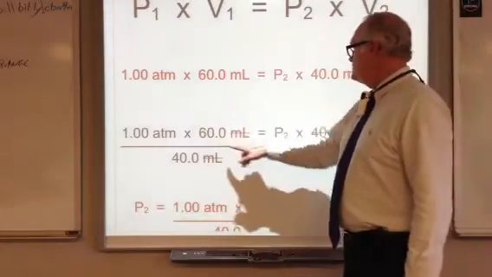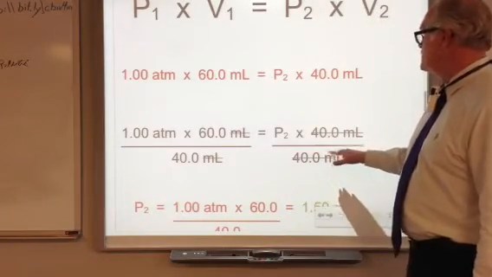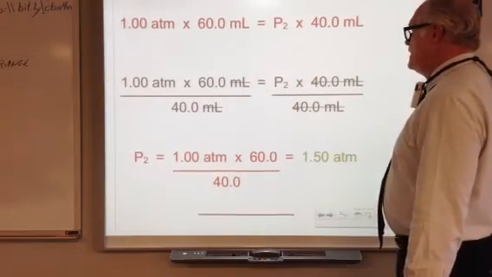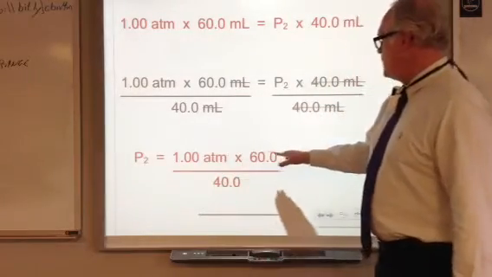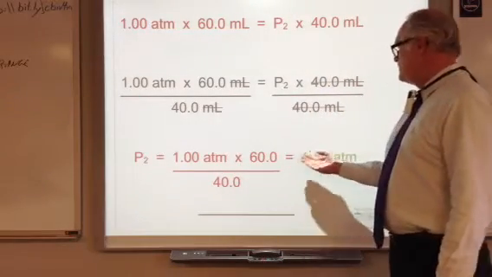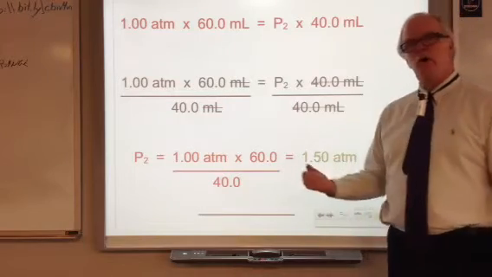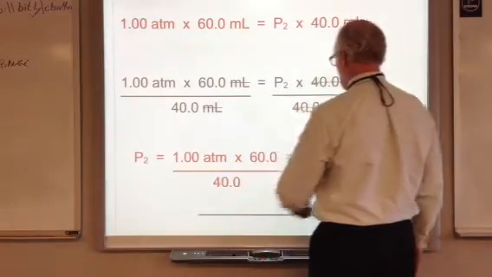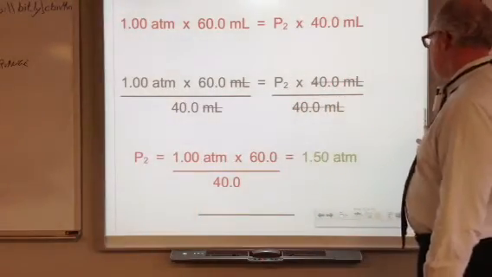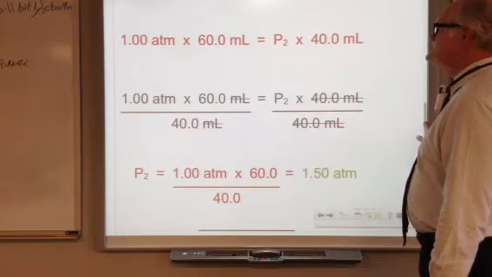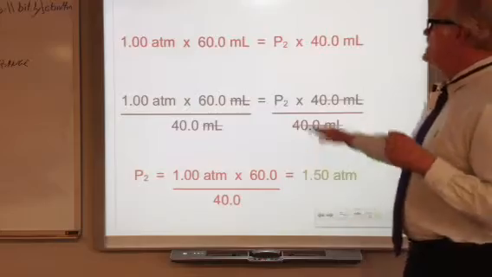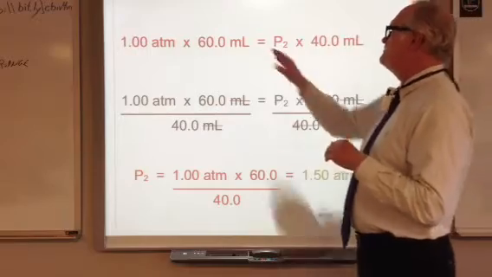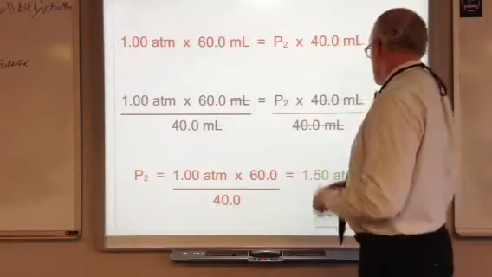If we divide both sides of the equation by 40 milliliters, we can isolate the unknown P2 on one side of the equation. We end up with this expression, P2 equals 1 atmosphere times 60 divided by 40. When we do the math, we find out that P2 is 1.50 atmospheres. So the pressure in this syringe started out at 1 atmosphere, and ended up at 1.5 atmospheres. Does that make any sense? It does, because the volume went down from 60 milliliters to 40 milliliters, and pressure and volume are inversely related. If volume goes down, pressure goes up.